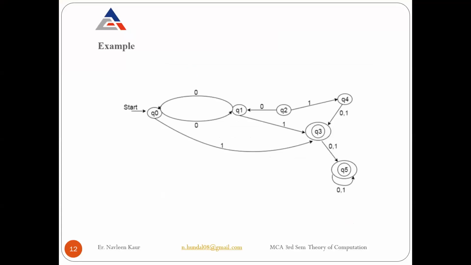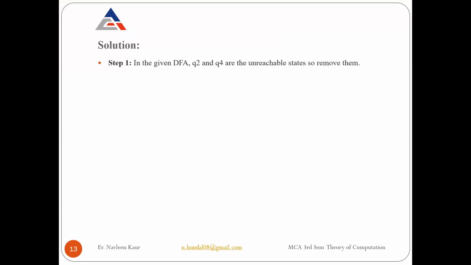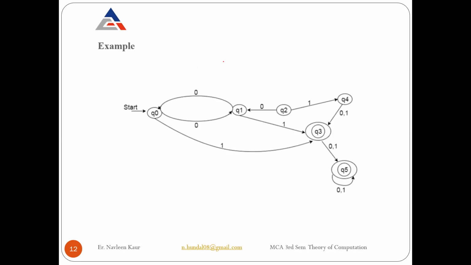So now we are working on the minimization of DFA. This is an example that I got. Okay. So the very first step that you have to follow when you are doing minimization is to remove all the unreachable states, the states where you are not able to reach. For the current example, there are two states where you can't reach. One is Q2, another one is Q4. Let's see why we can't reach them.